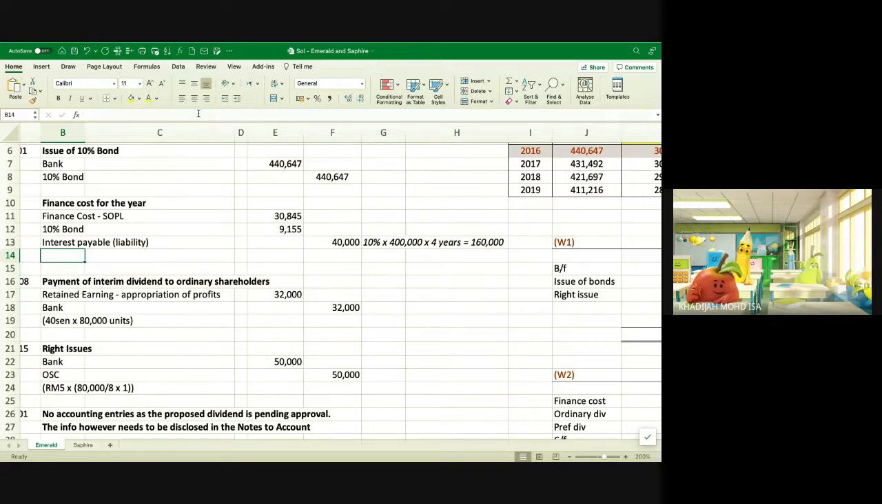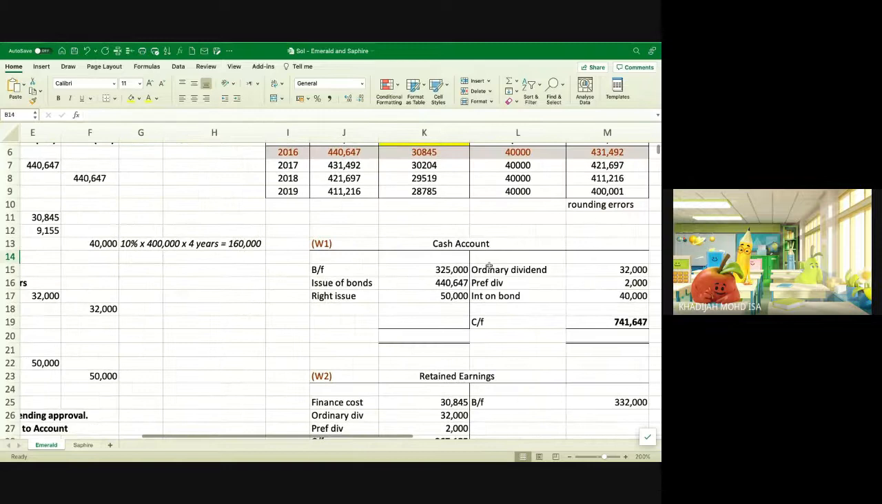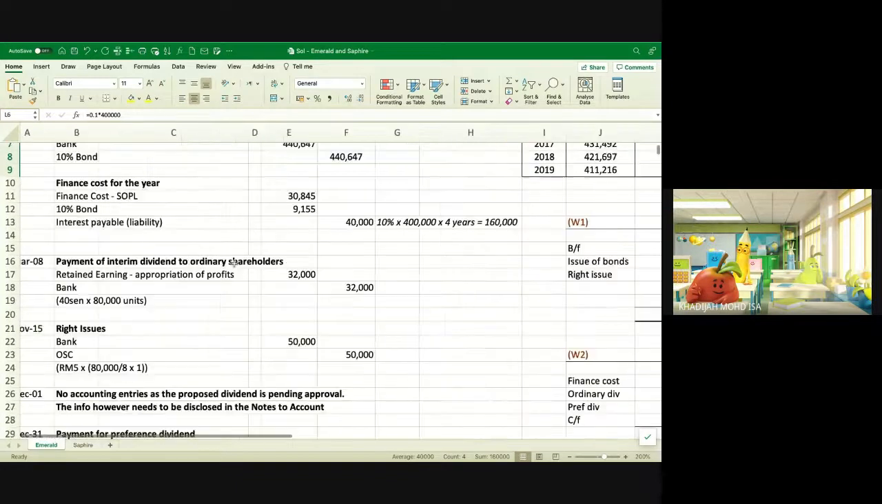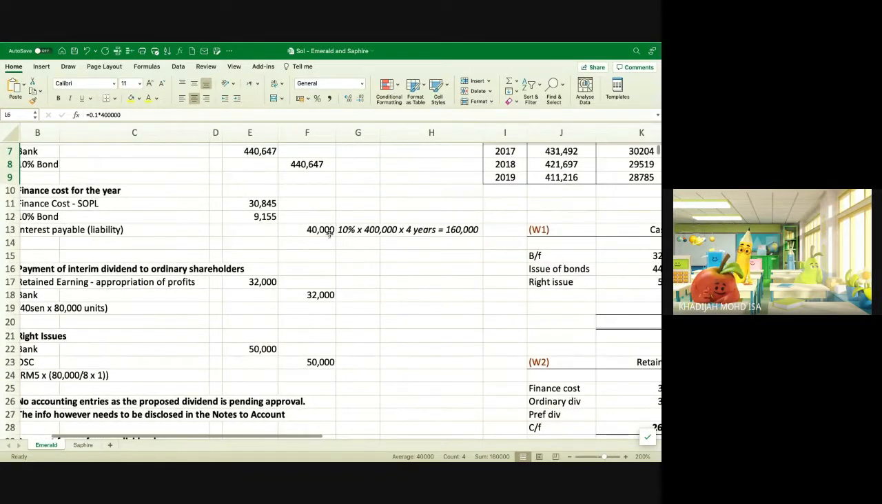So you're going to pay the interest of 10% when the bond matures in 4 years' time. So when it matures in 4 years' time, you're going to pay the whole amount. The whole amount of this interest, 40,000 times 4, 160,000, will be paid in the 4th year, when the bonds become mature. So at this point of time, you have to recognize your interest as 40,000.